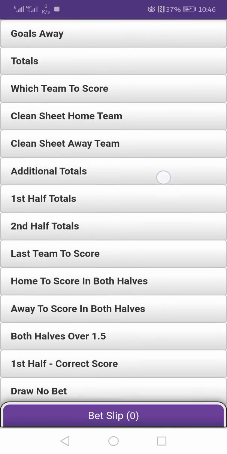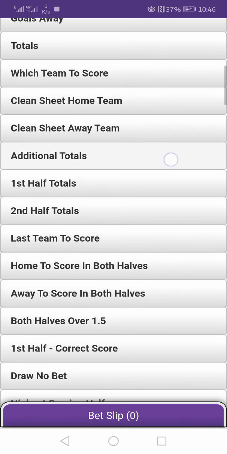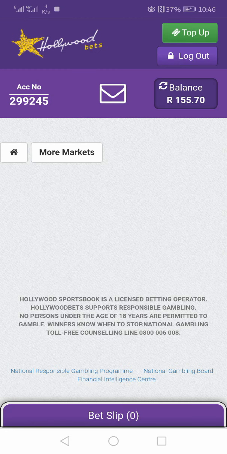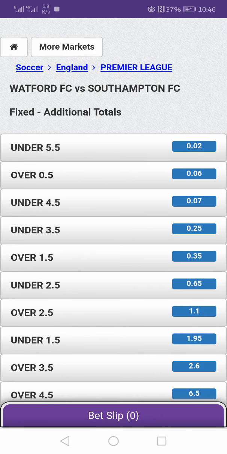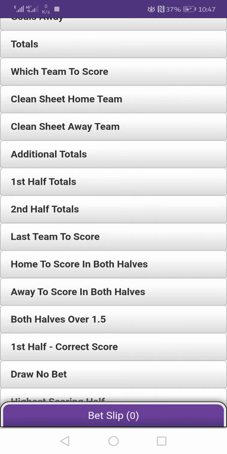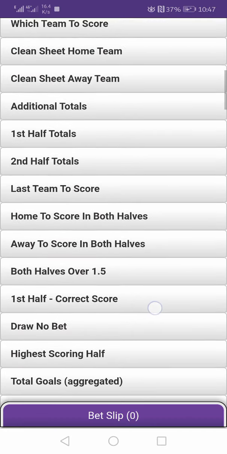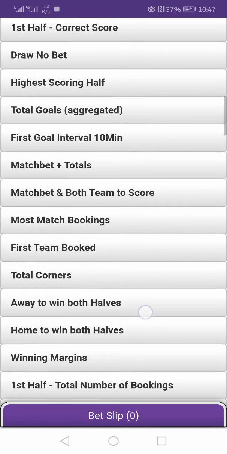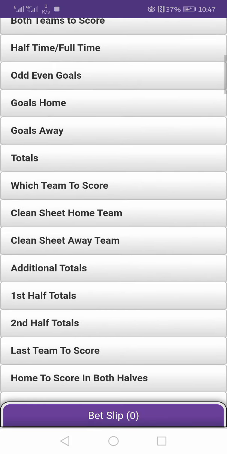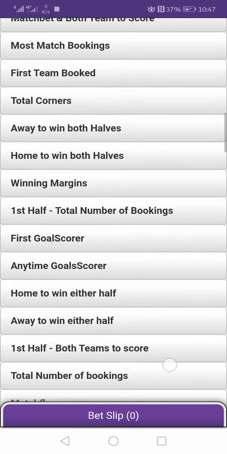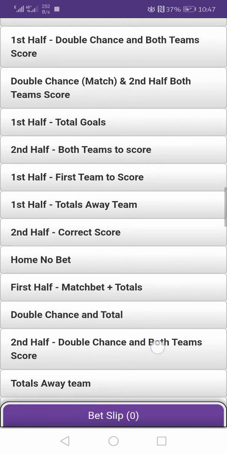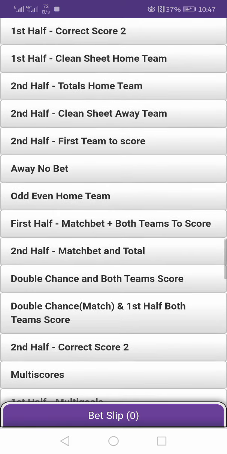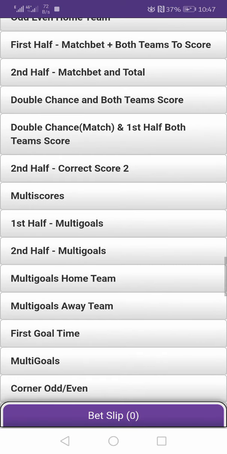So this is what I want you to choose. I want you to choose this one, additional totals. Additional totals is basically the over 1.5, over 2.5. So just choose this one. You can also choose this first half totals, but no, let's just forget it for now. Just keep these in mind. You can take a piece of paper and write them down. First one is additional totals.